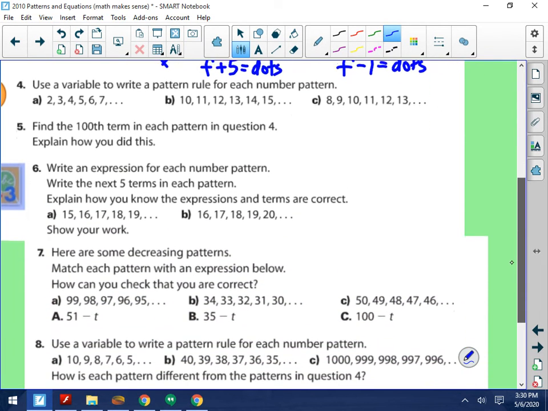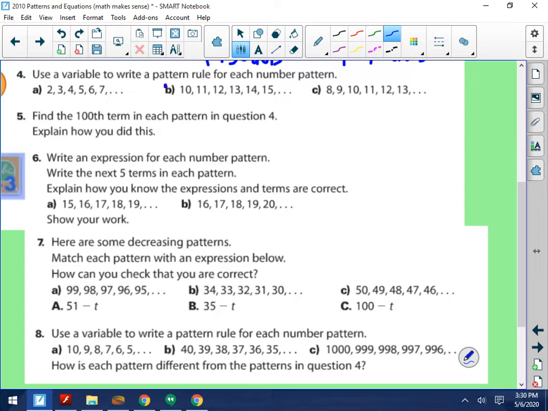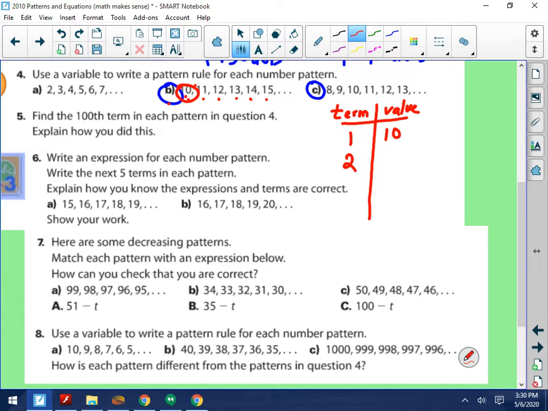Now for the ones that cause the greatest deal of difficulty. 4b and 4c. Why did they cause difficulty? Because you didn't create a t table. So let's take b and turn it into a t table. B has 1, 2, 3, 4, 5, 6 terms in it. Each term has a value. So the first term is 10. The second term, the value is 11. The third term in that line of numbers is 12.